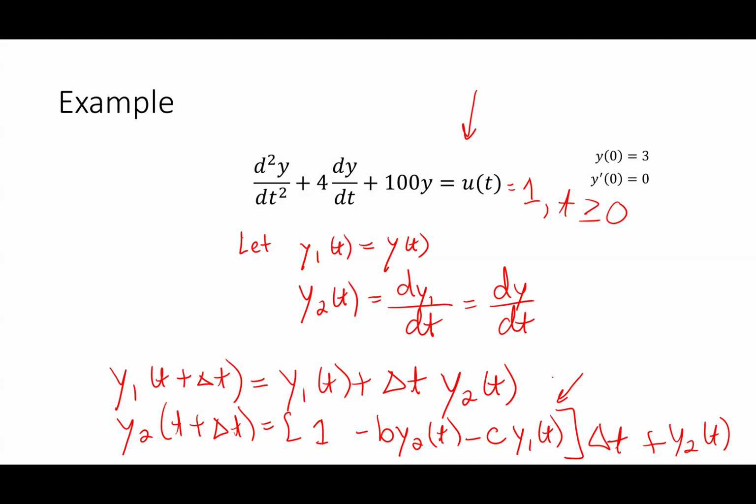This is just pattern matching. Hopefully it's not too bad. What do I put for B and C? What's B, if this is my expression here? Yep, B is 1. Well, no, B's not 1. It's 4. What's C? 100. Okay.